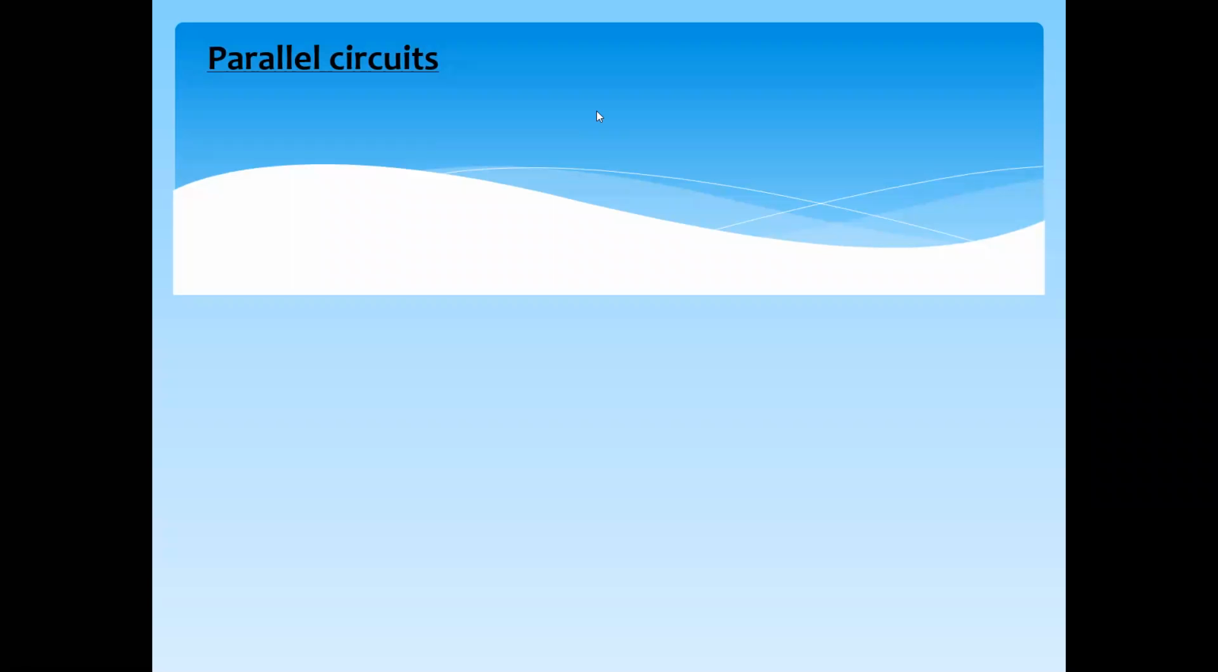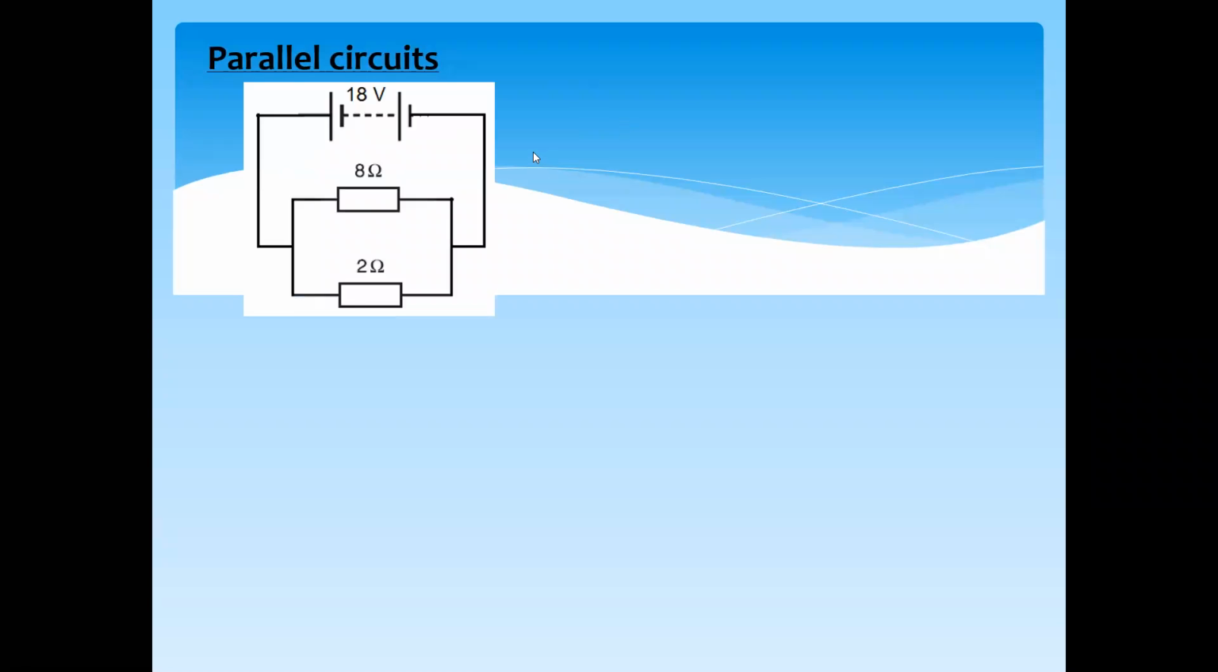So if the circuits are parallel, if two or more components are connected in parallel, for example, you have an 18-volt supply connected to a 2 ohm and an 8 ohm resistor which are in parallel. Which quantity will be the same for these resistors? Current or voltage? They are in parallel.